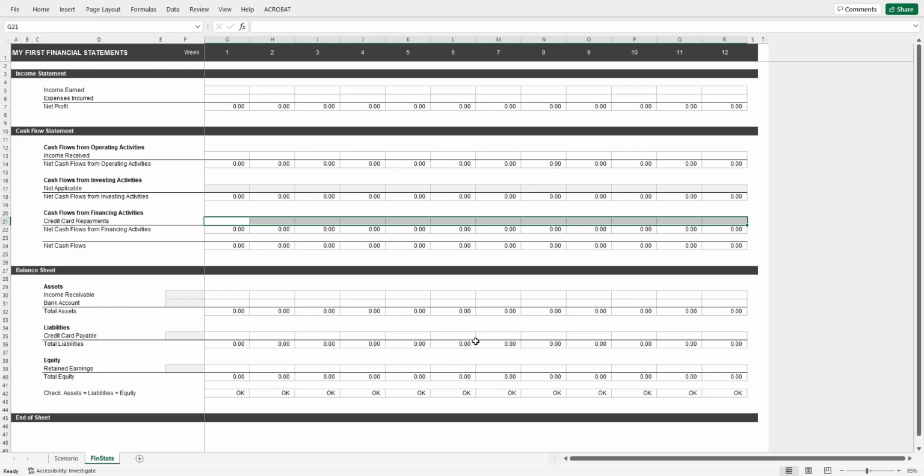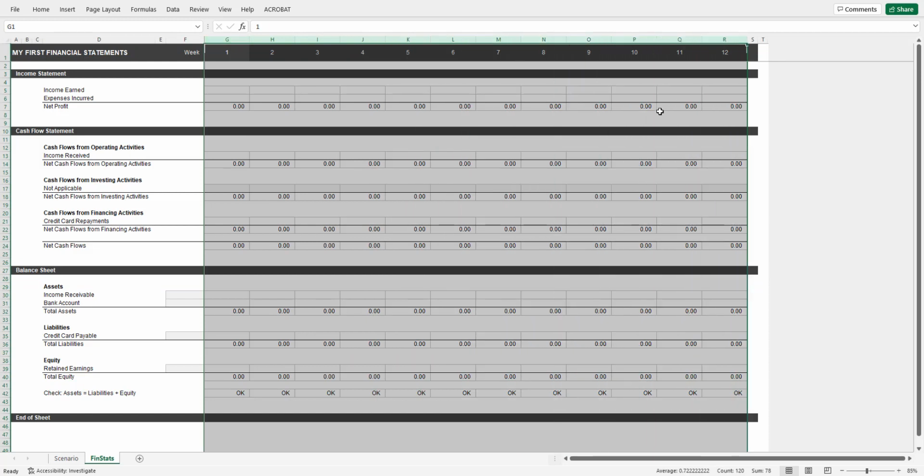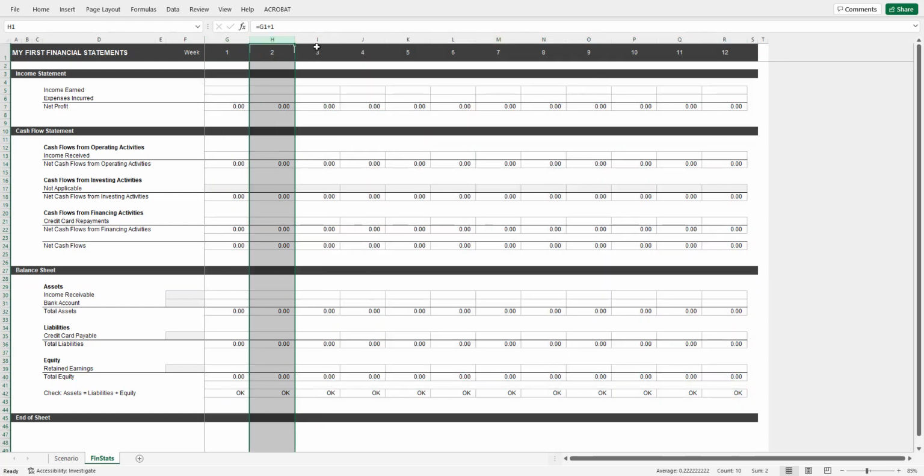Now, in terms of explaining what we've got: our income statement, cash flow statement, and balance sheet. So they're the three financial statements. We're going to be doing the calculations over 12 weeks. So each column here represents a week.